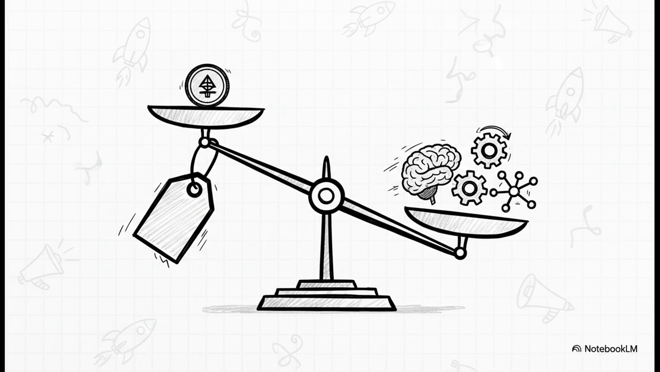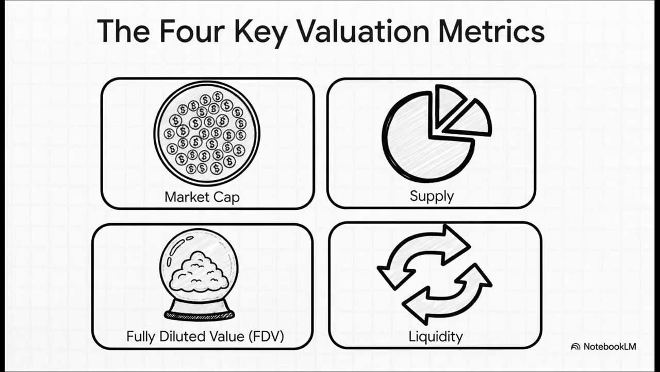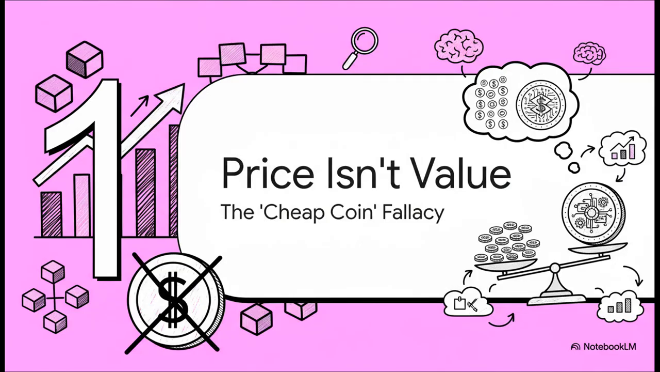We're going to completely ignore the noise, and instead, we'll focus on just 4 crucial numbers that give you the real picture, moving way beyond just the sticker price of a single token. These are the 4 things we're going to talk about: market cap, supply, fully diluted value, and, of course, liquidity. By the end of this, you'll know exactly what they are and why they matter way more than just the price tag.